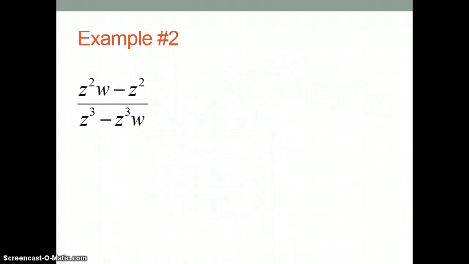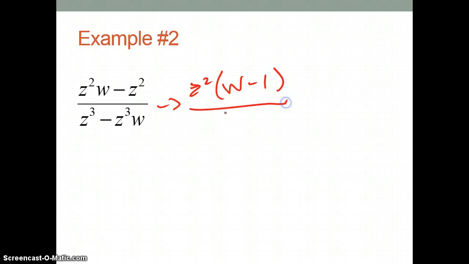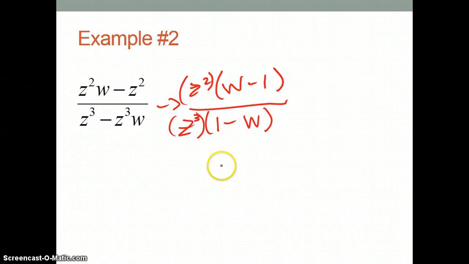Our second example. Notice the very first thing we always do is take out the greatest common factor. On the top, we look for things that they both have. The greatest thing that they both have is a z squared, so I'm just going to pull that out. I'm going to say z squared, and when I do, I have w minus 1. On the bottom, I can take out a z to the third. When I do, I have 1 minus w. At this point, we have these terms, and I want to keep these in parentheses as well whenever I factor it out, because I know that those are separate factors.